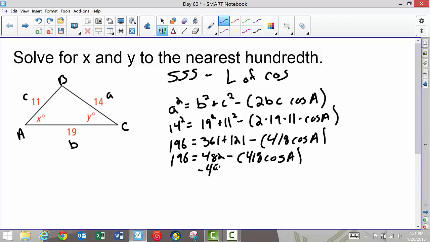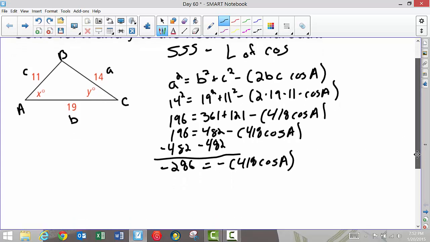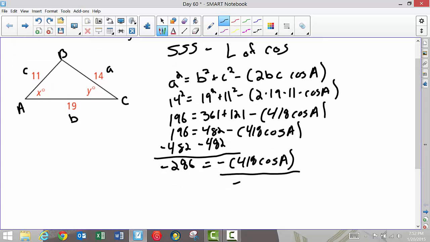I need to now subtract 482 from both sides to isolate the variable. So minus 482. So 196 minus 482 is negative 286 equals negative parentheses 418 cosine of A. Now I need to divide by negative 418, divide by negative 418. So negative 286 divided by negative 418 is 13 over 19 equals cosine of A.